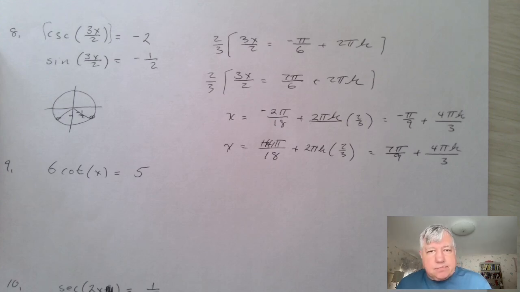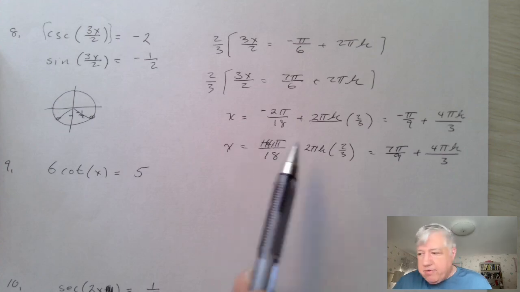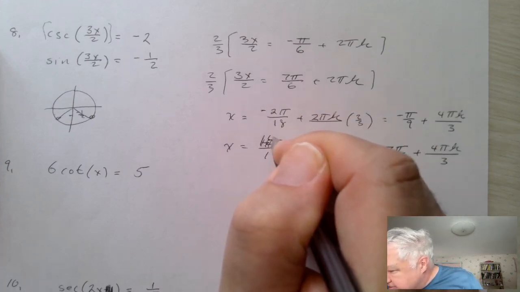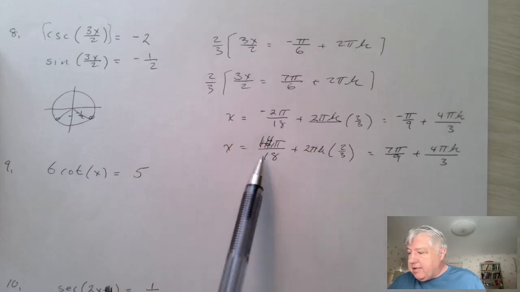Again, hopefully you remember where this 14 comes from. You can see this should be 14, and that we got that from 2 times 7, right? Okay, and the 18 is 3 times 6.